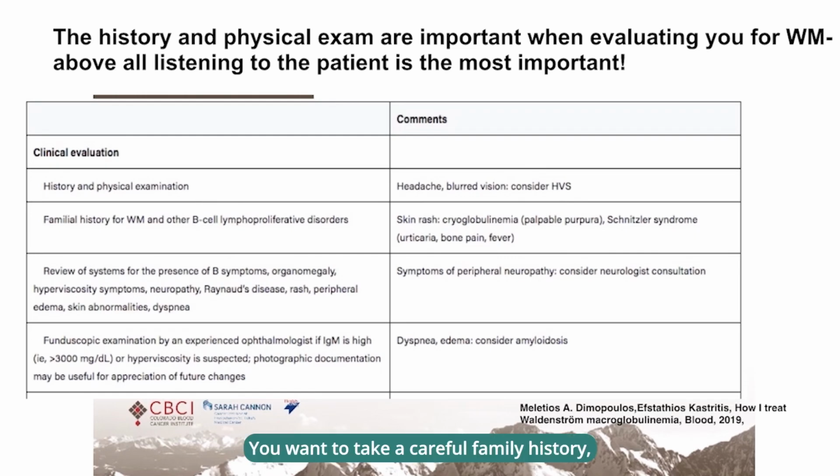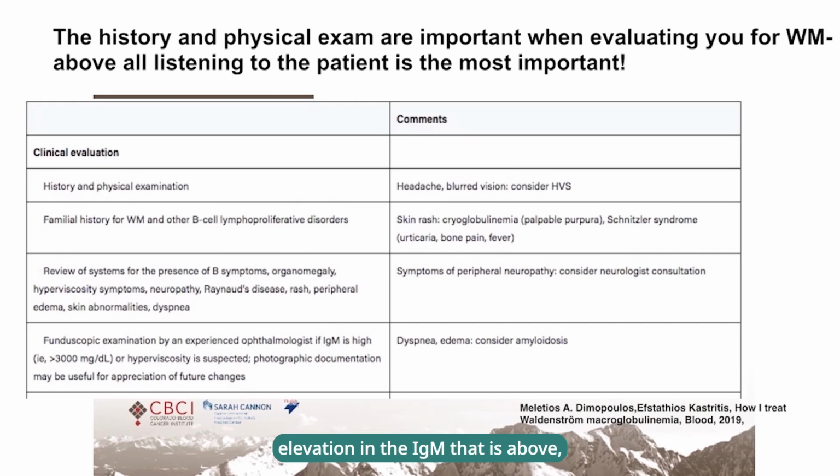You want to do a careful family history, looking for other blood cancers in the family. You want to look for people who have skin rashes or bruising, or whose digits turn blue or purple in cold weather. That can be a sign of WM. You want to ask about fevers or sweats. You want to ask about peripheral neuropathy. Very important to do that.